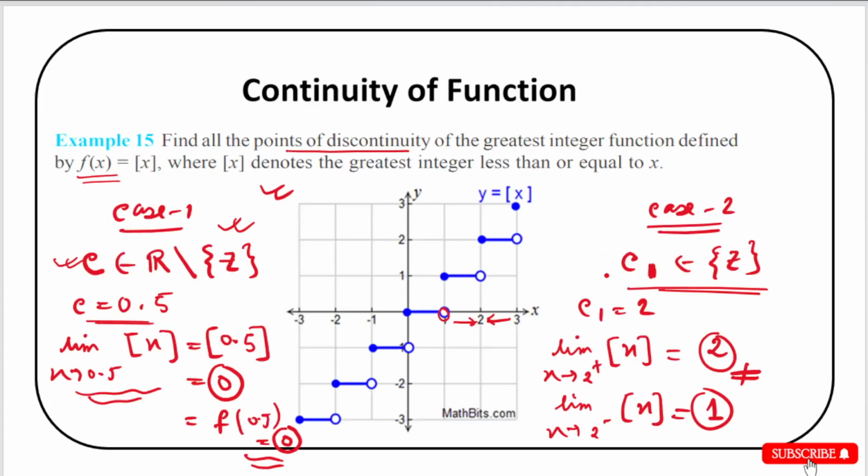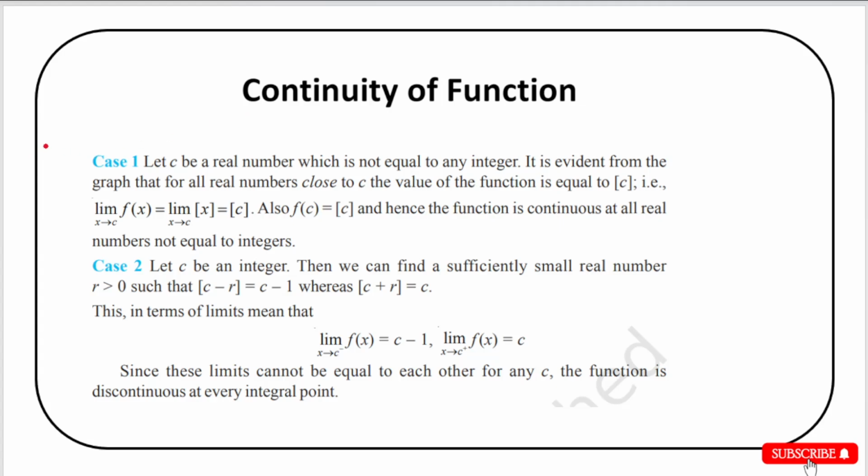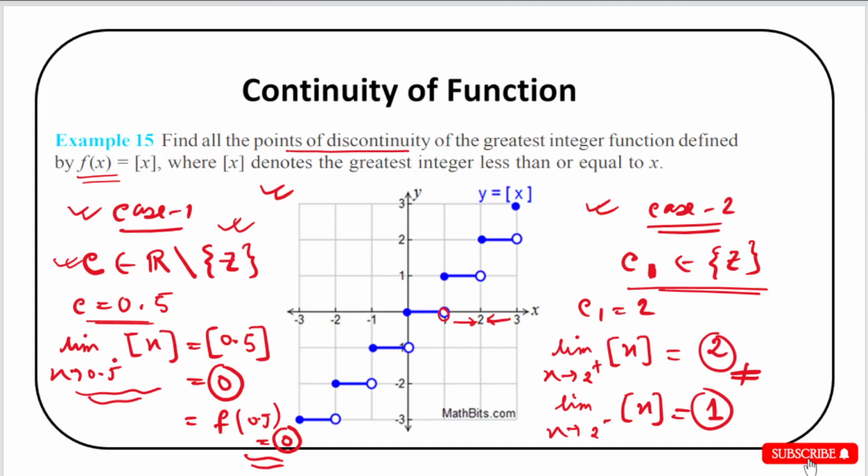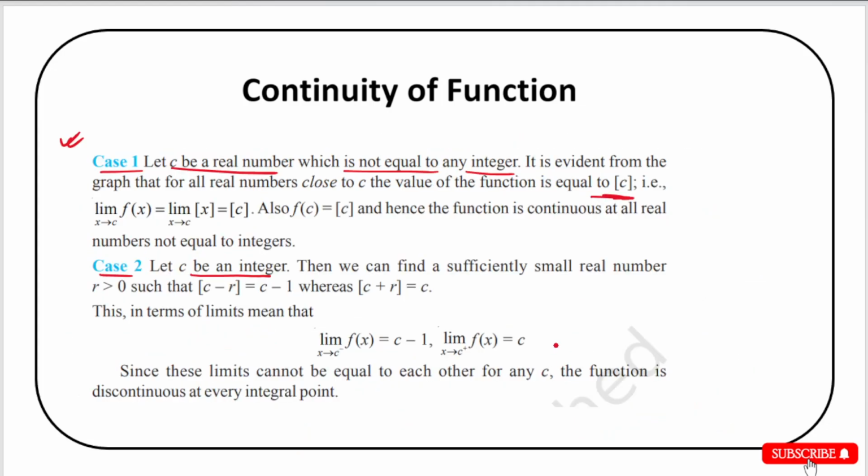This is something I wanted to show you with an example. But formally you have to write it like this: case 1 and case 2. Case 1 says C is a real number which is not equal to any integer, and case 2 says C is an integer. It is evident from the graph that for all real numbers close to C, the value of the function is equal to box C. Here C is 0.5, so the value is box of 0.5, which is nothing but 0. That is what you are formally writing here: limit as x tends to C of f(x) is limit as x tends to C of box x, which is box C.